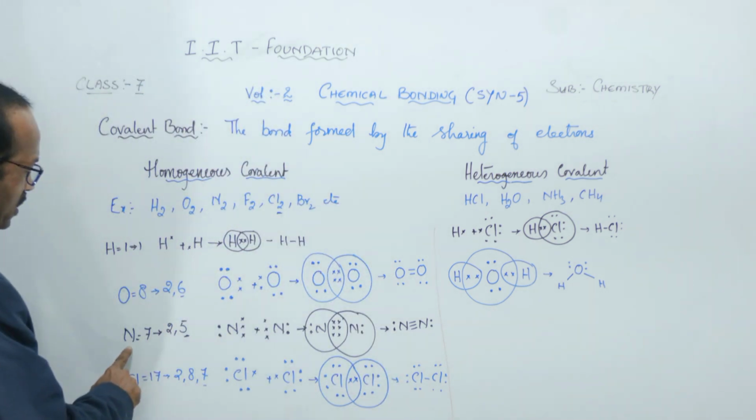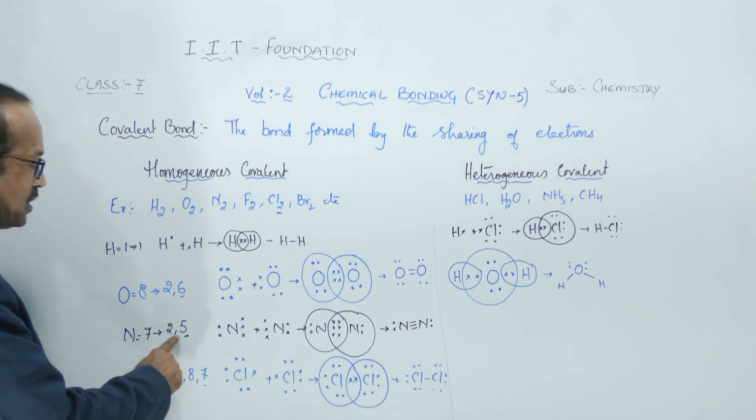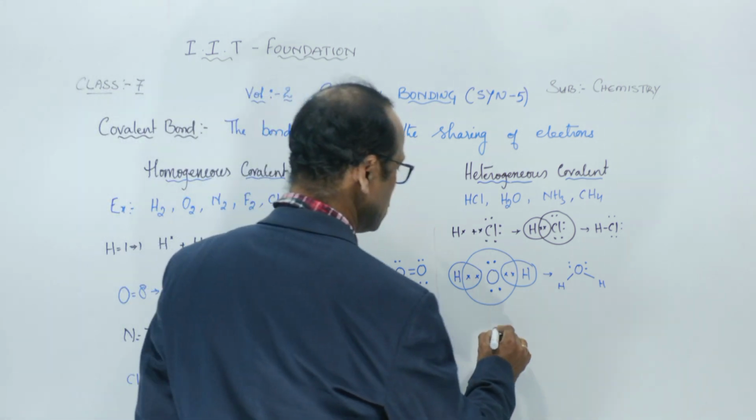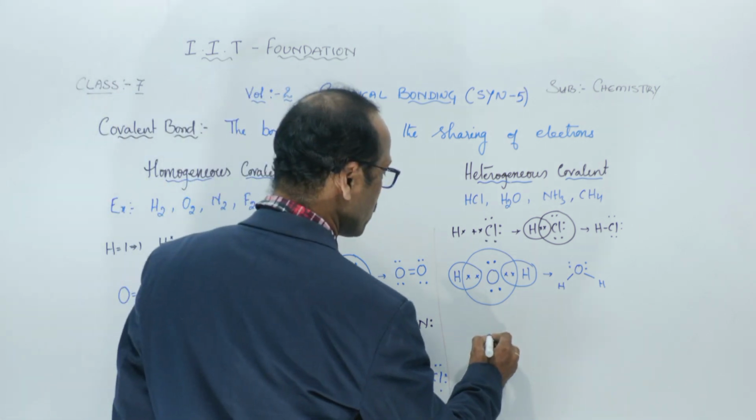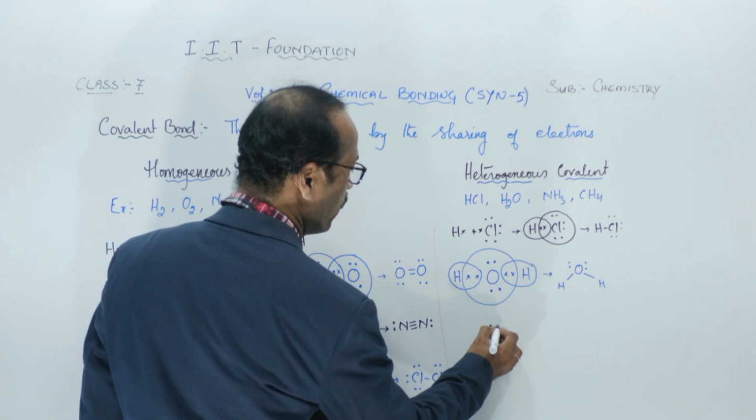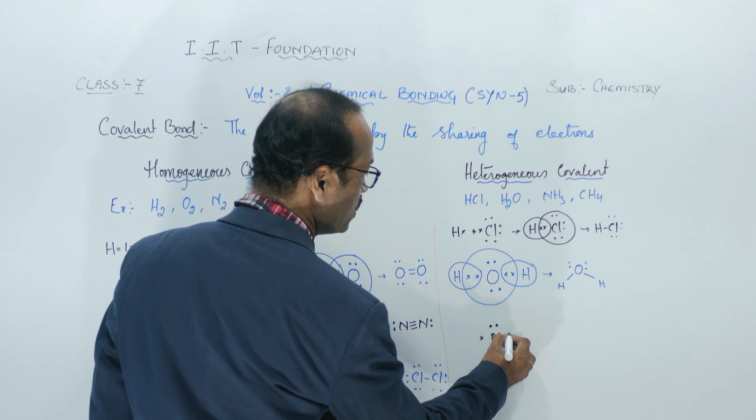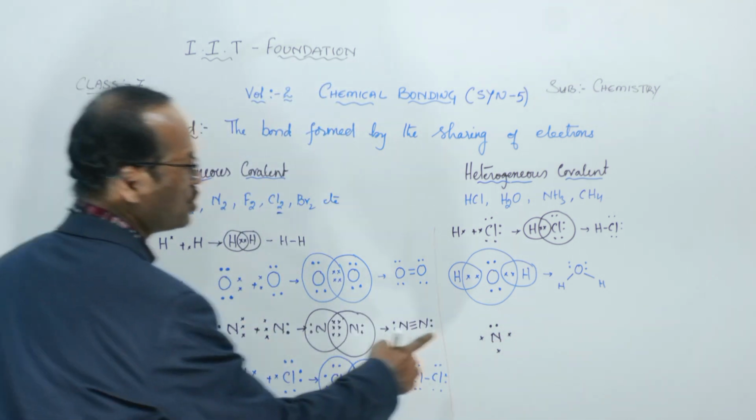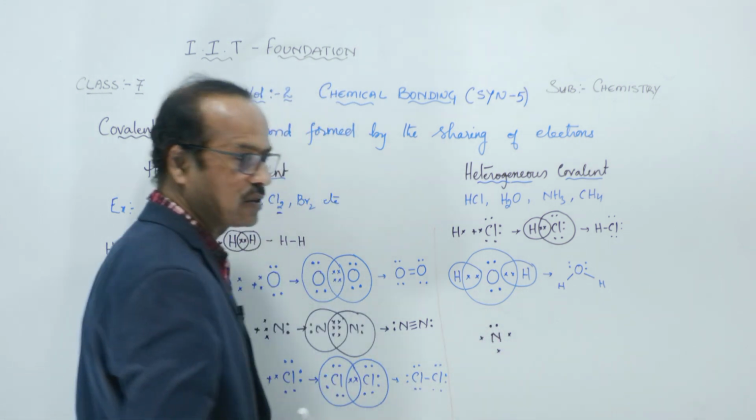So see here, nitrogen atomic number is 7, electronic configuration 2, 5. Means nitrogen has 5 electrons in its valence shell. Okay, 5 electrons. So see here, nitrogen: one lone pair, 2 electrons, and I'll put 1, 2, 3. So total 5 electrons here. Valence shell has 5 electrons. Okay. So nitrogen 2 electrons, 3, 4, 5 electrons.